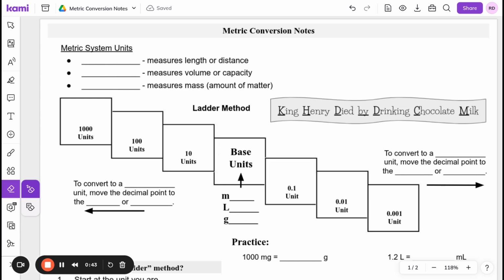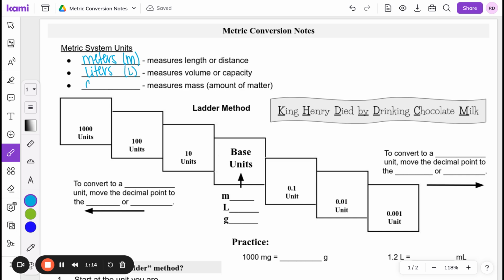The important thing in the metric system is that it's made up of base units. So everything is based off of the base units. That's how they get their name. So for the base units, we have meters, which measure length or distance. And meters are always abbreviated as a single letter M. Then we have liters, and these are measures of volume or capacity, and it's abbreviated as the letter L. And then we have grams, abbreviated as a single letter G, and those measure mass or the amount of matter.